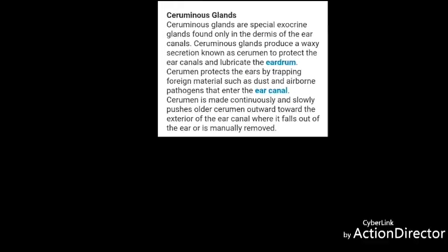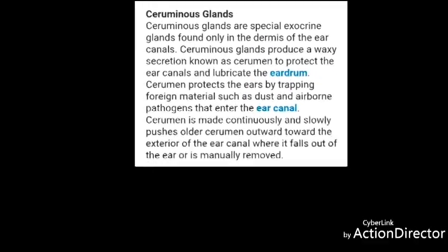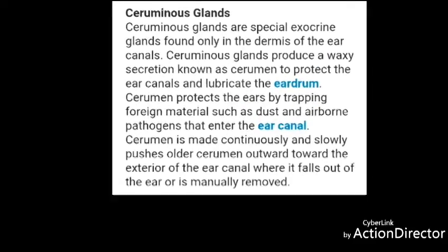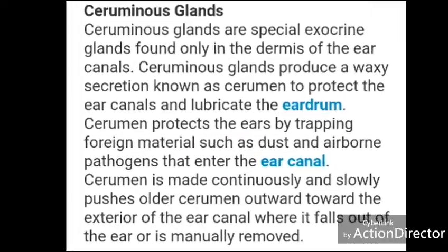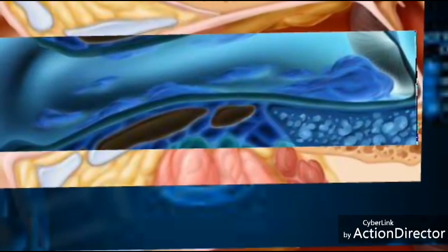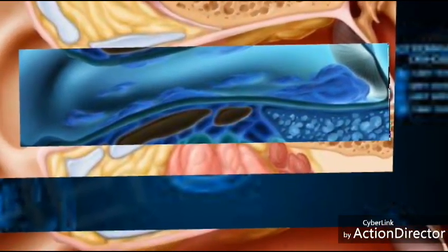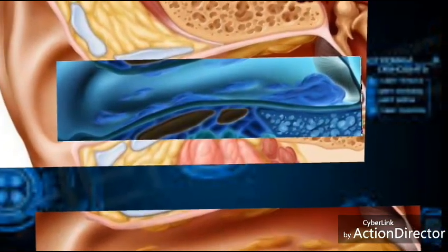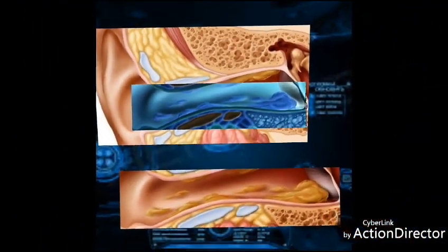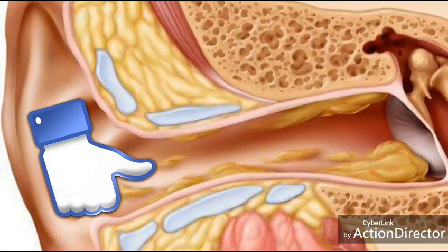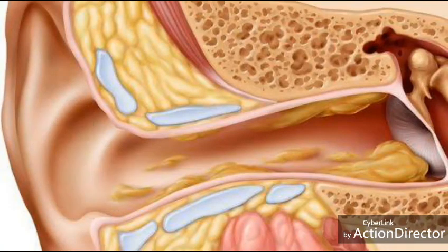Last, ceruminous glands. The ceruminous glands are special exocrine glands found only in the dermis of the ear canals. Ceruminous glands produce a waxy secretion known as cerumen to protect the ear canals and lubricate the eardrums. Cerumen protects the ears by trapping foreign materials, such as dust and airborne pathogens that enter the ear canal. The more cerumen in the ear canal, the safer your ears are.